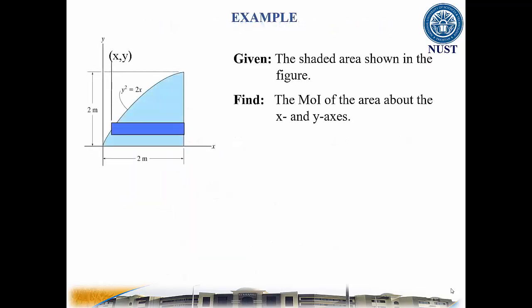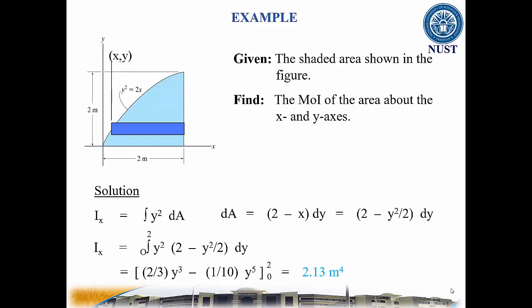Consider this example in which a shaded area is defined through a function given in this figure, and we need to find the moment of inertia of the area about the x and y axes. Following the solution steps, first we know this equation for the moment of inertia about the x-axis. Express the differential area in terms of y and then replace it in the above equation. We get the moment of inertia about the x-axis as 2.13 meters to the power four.